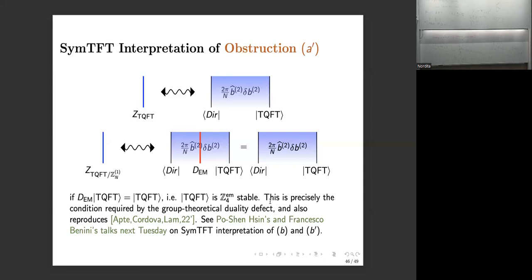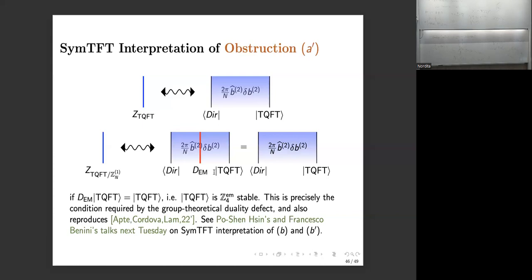This is precisely the condition that is required by the group theoretical duality defects, and this explains why, when we study the group theoretical condition and when this paper studies the obstruction to symmetric duality preserving gapped phases, we encounter the same criteria. This is because in both discussions we use the condition that the ZN two-form gauge theory has a duality preserving Lagrangian subalgebra, or duality preserving boundary condition.